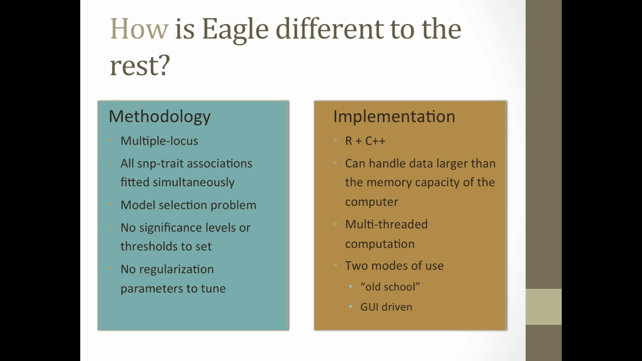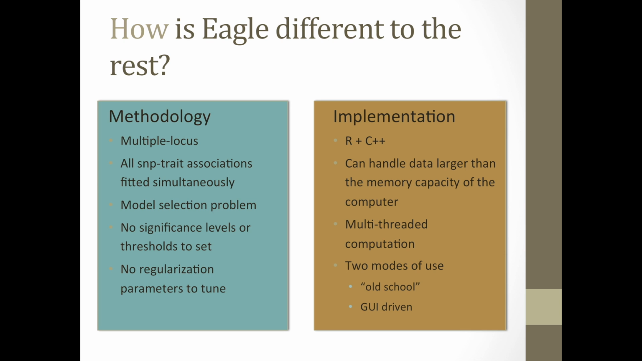One of the other issues is that there are multiple locus methods already sitting in the space, but most of those methods, part of implementing the method, you have to deal with this regularization parameter, and in Eagle we don't have that at all. In terms of implementation, we are calling it an R package, but that's a bit of a loose term in that R's like the top level, but most of the code's sitting in C++ land, and we've done that for performance reasons. One of the other things that Eagle can handle that a lot of the other packages in this space can't is that we can deal with data that's larger than the memory capacity of the machine.